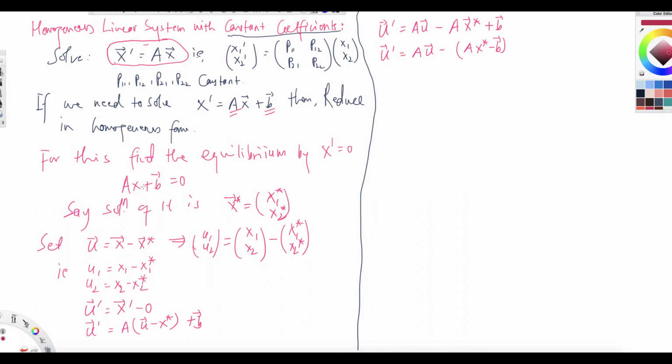So how do I find out that? How do I write that using that x star here? Let me show you that. So here, A times vector x equals negative b, right? So what do you get?